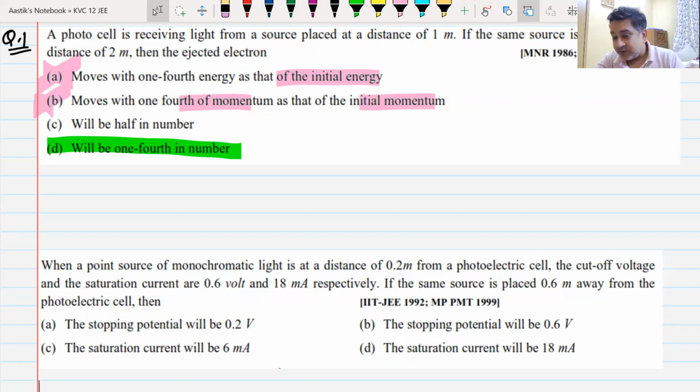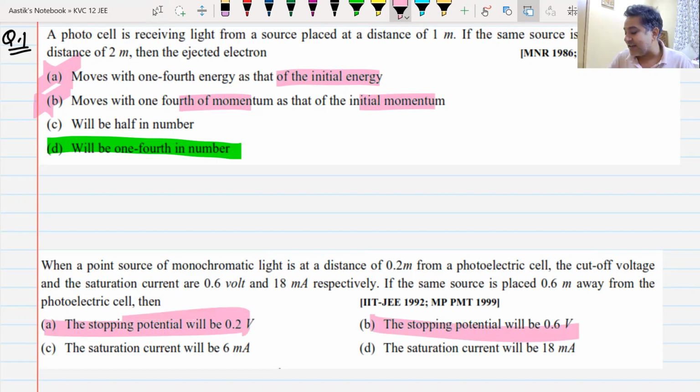Option number A and option number B were related to the energy or momentum of the photon, which depends on frequency of the photon. What about the stopping potential? On what factor does the stopping potential depend? It also depends on frequency, and frequency does not change. Therefore, the correct option is option B. If you could have just seen the previous question, you should have answered this.